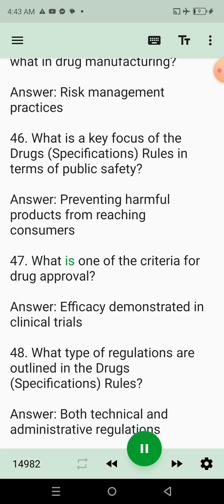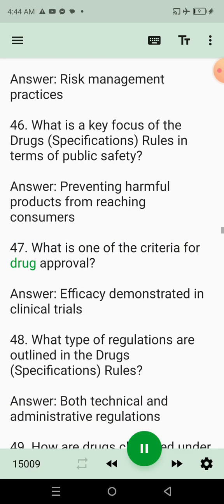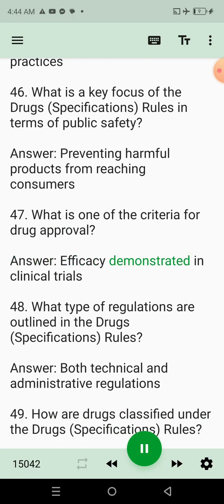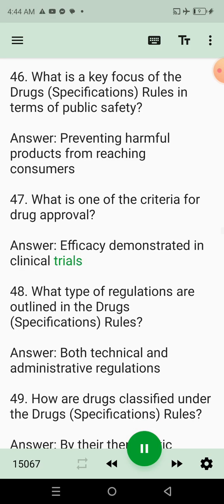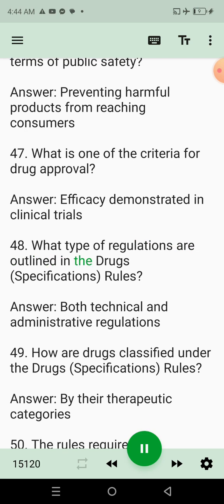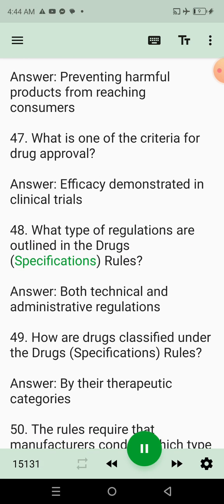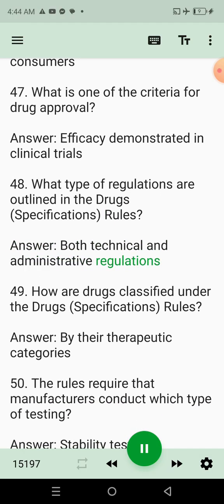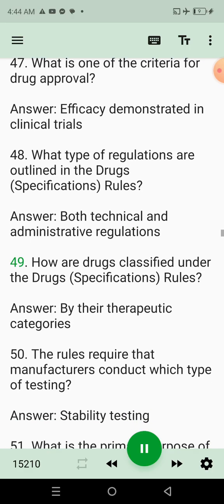47. What is one of the criteria for drug approval? Answer: efficacy demonstrated in clinical trials. 48. What type of regulations are outlined in the drug's specifications rules? Answer: both technical and administrative regulations.